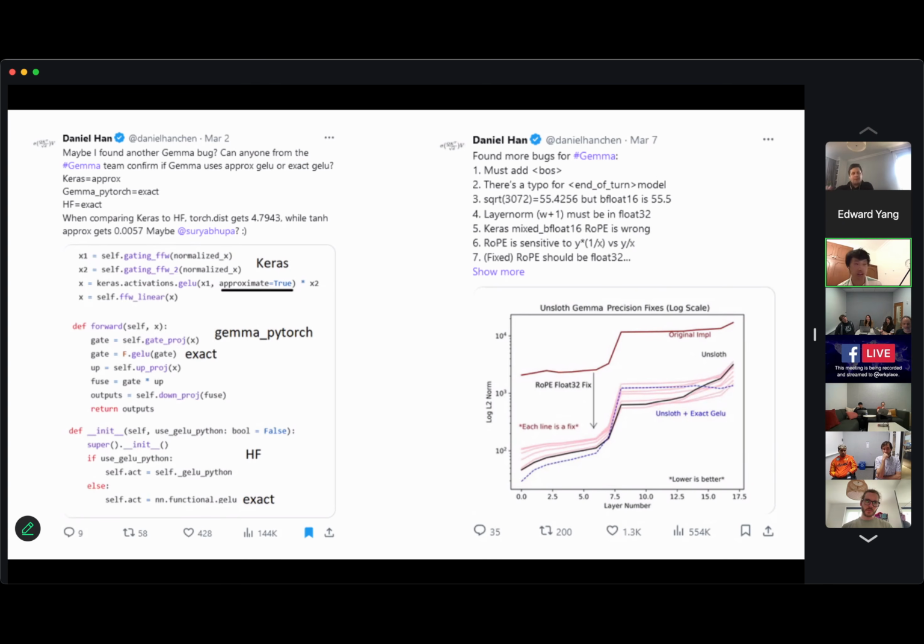And so we tweeted out about it. For example, they had to do square root of 3072, and I didn't know that you actually have to downcast it to bfloat16. If you do not downcast it to bfloat16, the float32 version is actually incorrect, and so your training loss will be somewhat wrong. There were also other weird bugs which I didn't actually understand. These are just random things that we found, and we fixed them immediately in Unsloth and pushed them to all the packages. So these are some of the bugs that we found as well.